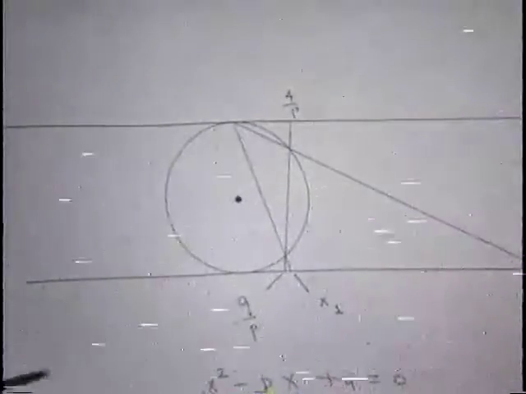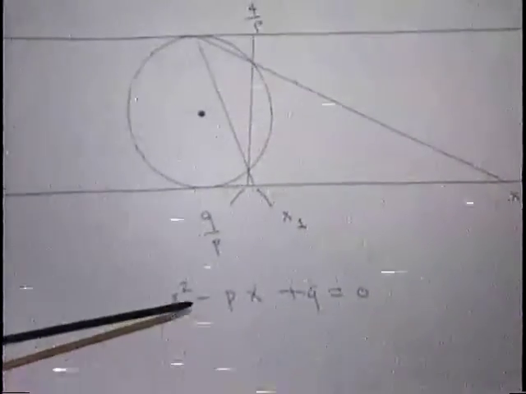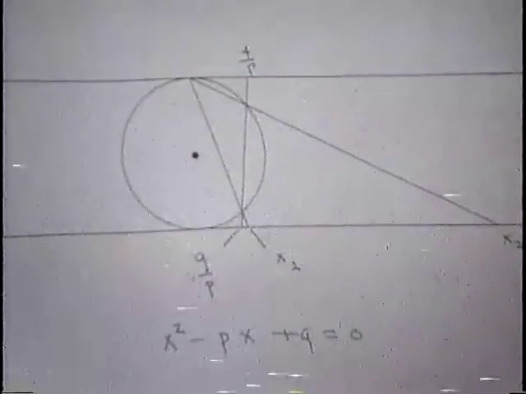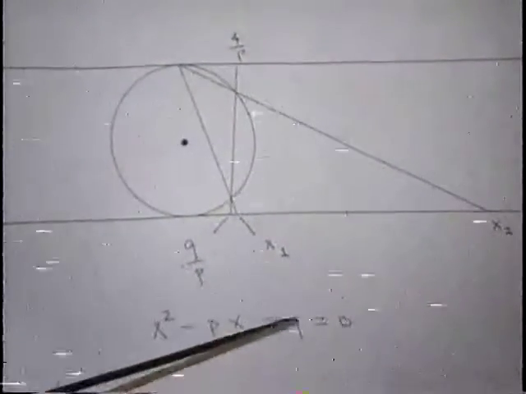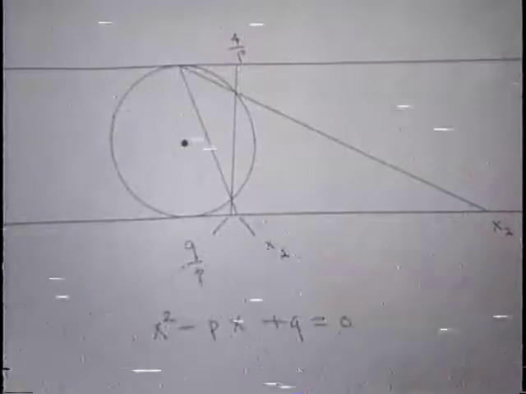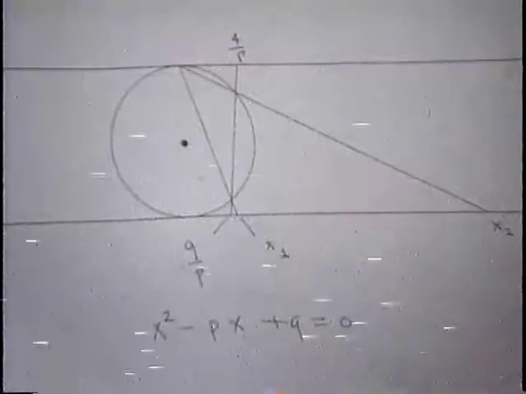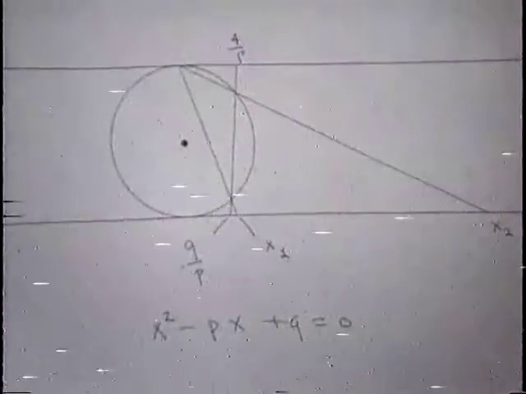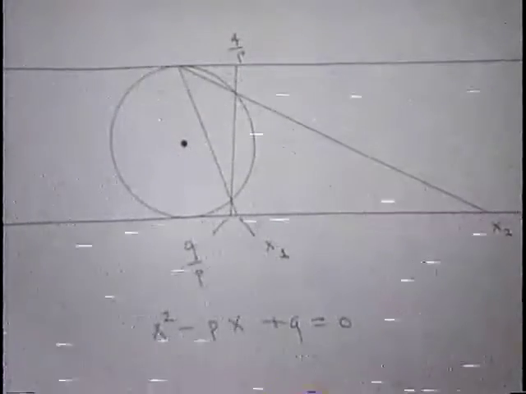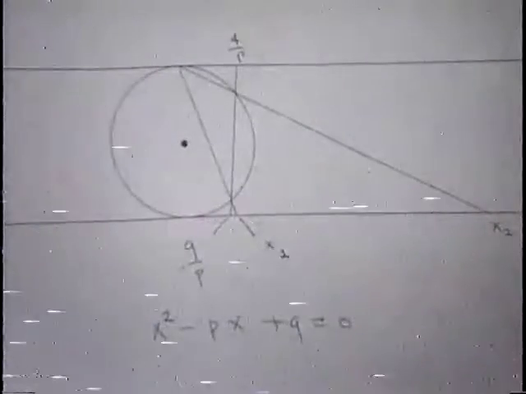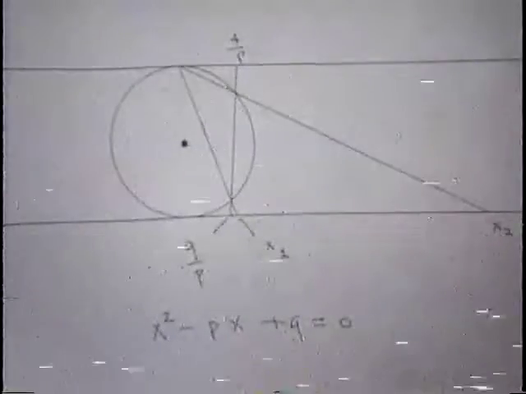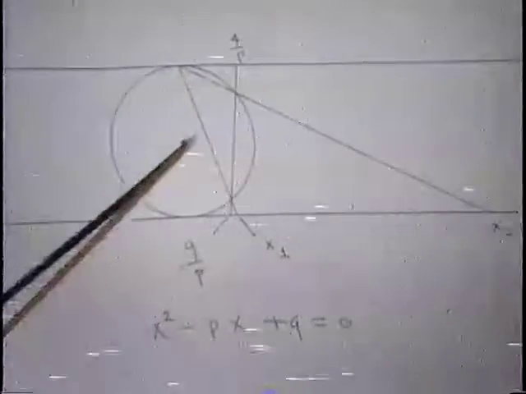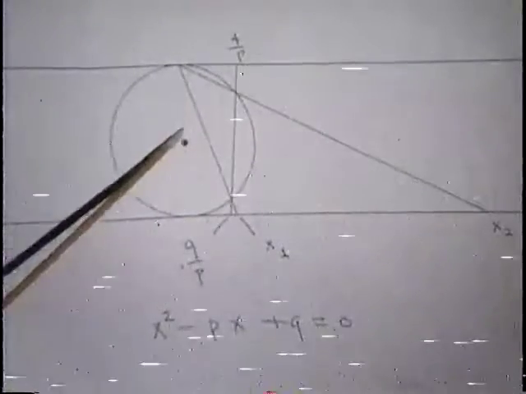He gives a construction for finding the roots of an arbitrary quadratic equation. So if he has a quadratic equation and P and Q are the two coefficients, and let's suppose P is not zero, he says, I can find the two roots in the following way. This is a circle of radius 1, and these are two parallel tangents. I'll take this to be, for example, the axis of abscissas, and this to be 2 further up. If you have P and Q, this is the zero point, this is the center.